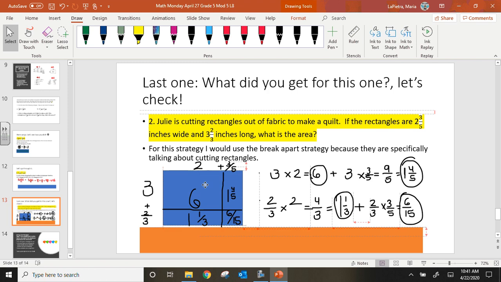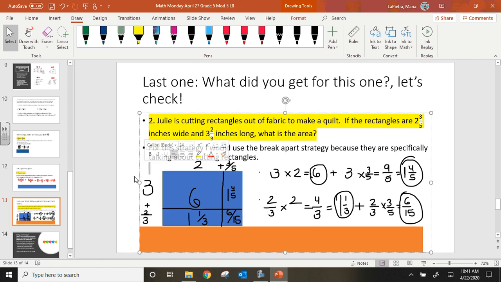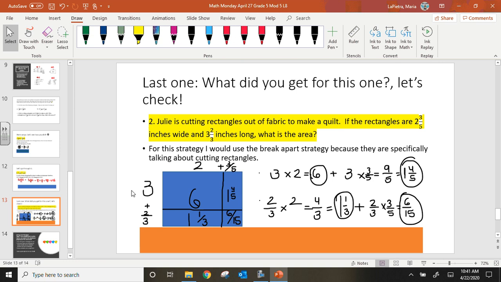So here's my rectangle. And I separated my 3 whole number in my fraction, so 3 plus 2/3. There's my 3 and 2/3. Okay, and then on the top of that I have my 2 and 3/5. Here's my 2. Here's my 3/5. Okay. Then now we're going to solve for each product. We are going to multiply our factors together and add up our factors when we're finished to get our complete answer.